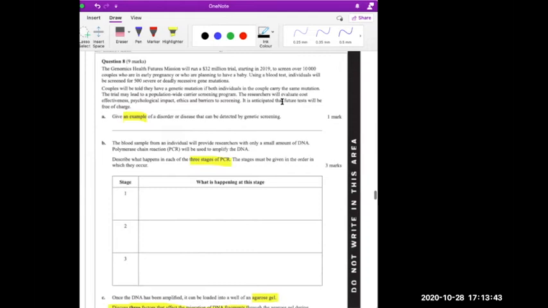Okay, so the Genomics Health Futures Mission will run a $32 million trial starting in 2019 to screen over 10,000 couples who are in early pregnancy or who are planning to have a baby. Using a blood test, individuals will be screened for 500 severe, deadly recessive genetic mutations. Couples will be told they have a genetic mutation if both individuals in the couple carry the same mutation. The trial may lead to a population-wide carrier screening program. The research will evaluate cost effectiveness and psychological impact, ethics and barriers to screening.